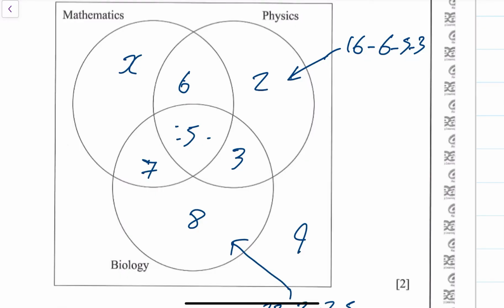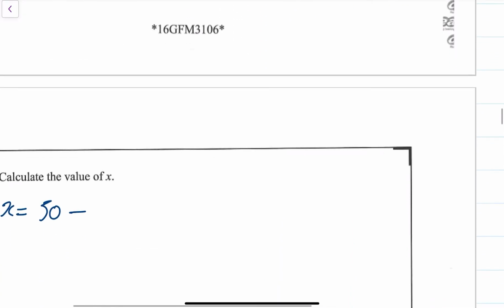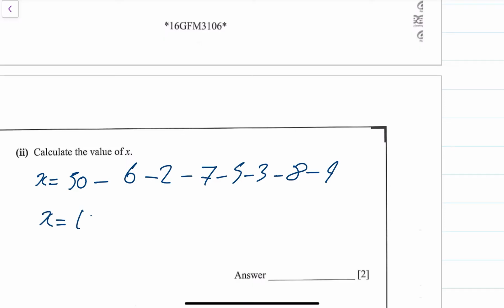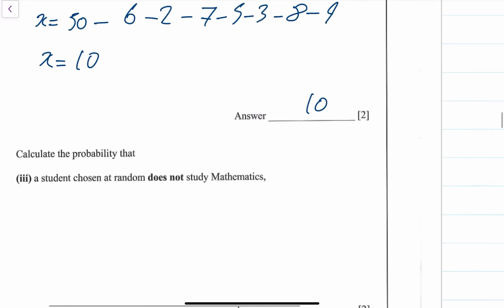So when you're doing it, x equals 50 minus, and then I just go, as you would read, from left to right, and then going down, left to right, making sure I've got them all. So 50 minus 6 minus 2 minus 7 minus 5 minus 3 minus 8 minus 9. Making sure I don't miss any. Don't just do it haphazardly. Have a bit of logic, a bit of an order, the way you're reading them off. And when I did that, I got my x to be 10. So my value of x was 10.